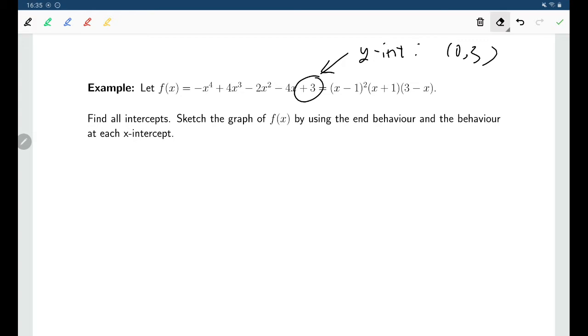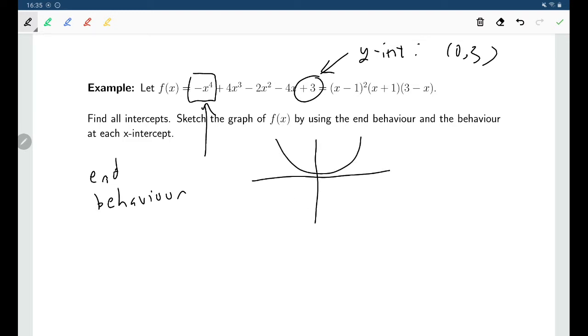And now the other part that we have is the leading term, negative x to the 4. That tells us that the end behavior for our graph should be the same as the graph of y equals negative x to the 4. X to the 4 goes up on both sides. Negative x to the 4 would go down on both sides. So for our graph, we're expecting it to go down on the far left and also down on the far right.